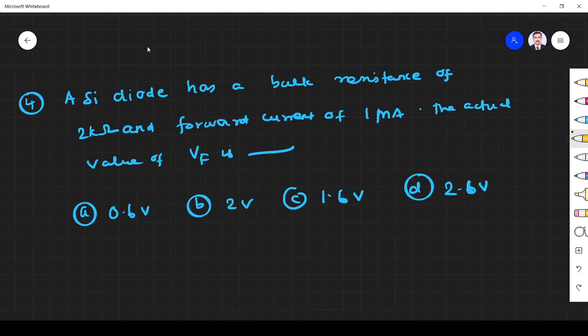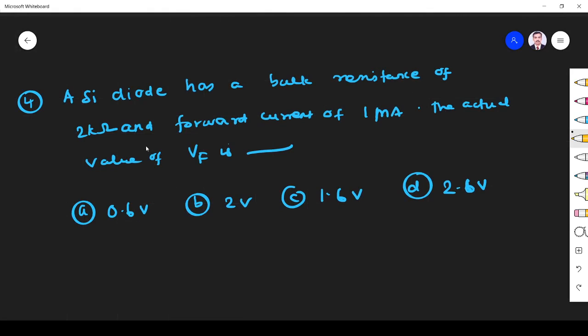Next question is, a silicon diode has a bulk resistance of 2 kilo ohm. So RB is 2 kilo ohm. Forward current IF is equal to 1 milliampere. Right? It is a silicon diode. So diode is silicon diode. What is the value of forward voltage?